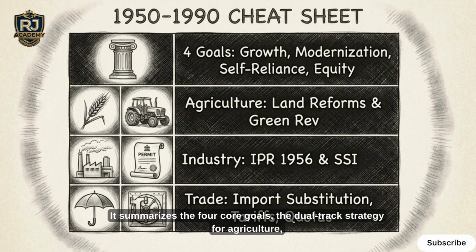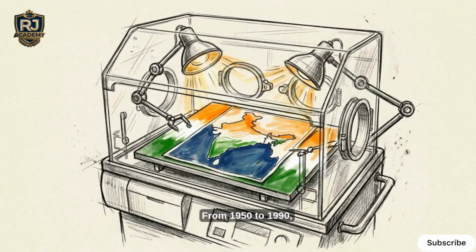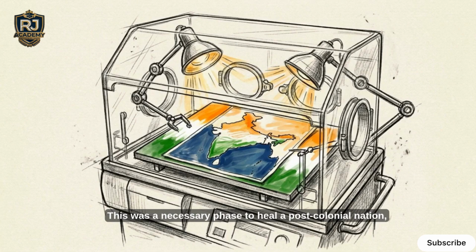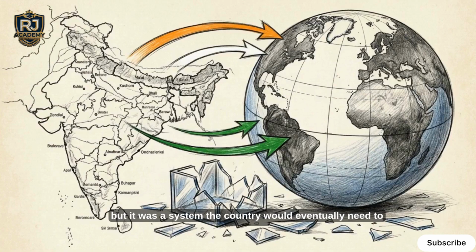It summarizes the 4 core goals: the dual-track strategy for agriculture, the tier-based industrial policy, and the mechanics of trade protection. You may want to screenshot this for your revision. From 1950 to 1990, India functioned like a highly controlled incubator. This was a necessary phase to heal a post-colonial nation, but it was a system the country would eventually need to outgrow to thrive in the global market after 1991.